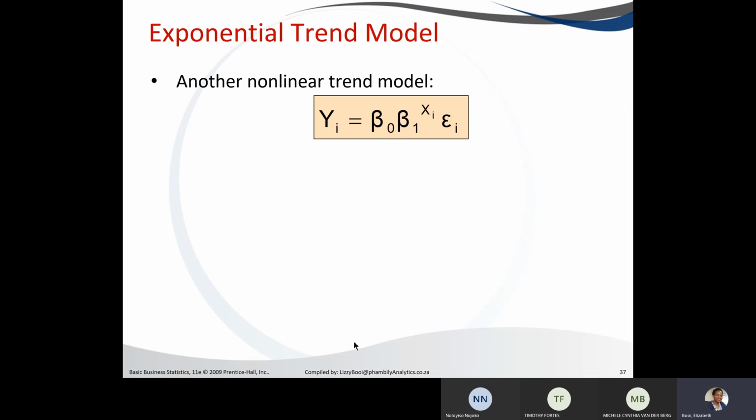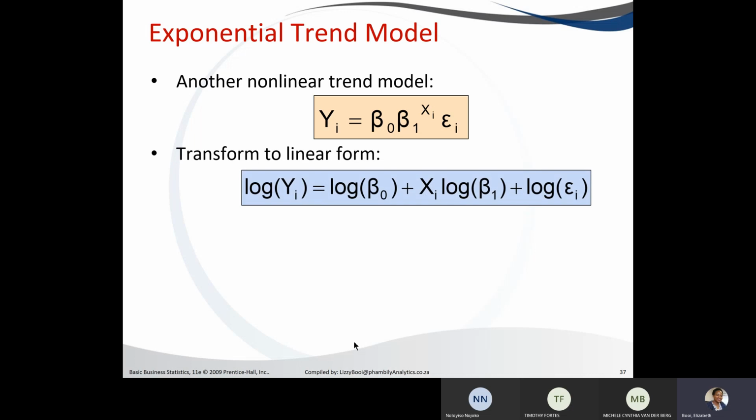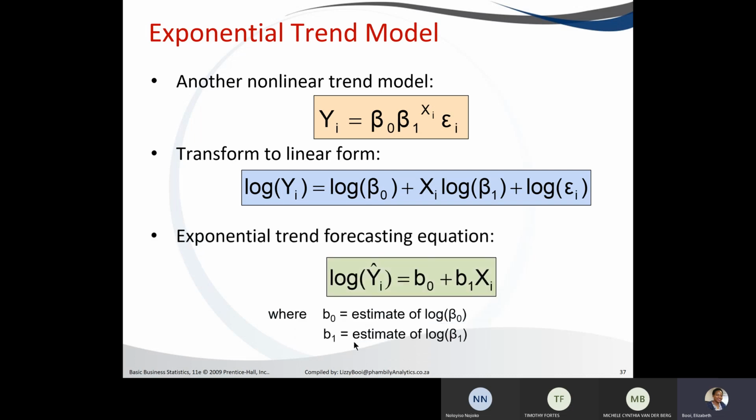Okay, and then when we transform this nonlinear trend, it becomes a logit linear line, where the log of y hat equals the log of b0 plus x times the log of b1 plus the log of the error. And this is what we call an exponential trend forecasting equation, which is the log of the exponential of the linear function, which we can also write as a linear equation for the forecasting.